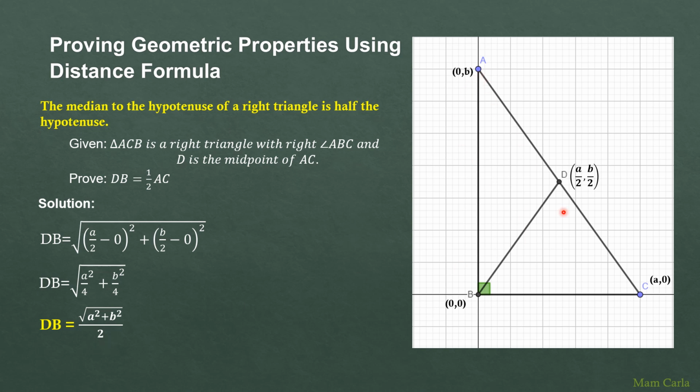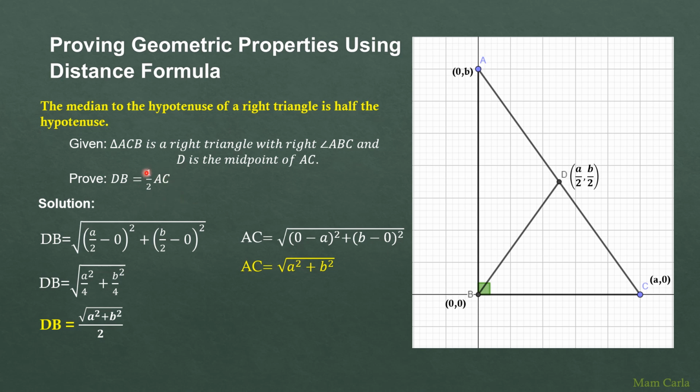Now, let us try to find the distance between A and C, or this hypotenuse. The distance of AC is equal to, knowing that the coordinates of A is (0, b) and coordinates of C is (a, 0), we can use these as substituted values. So we have AC equals the square root of the quantity 0 minus a squared plus the quantity b minus 0 squared. Simplifying, we have AC equals the square root of a squared plus b squared.